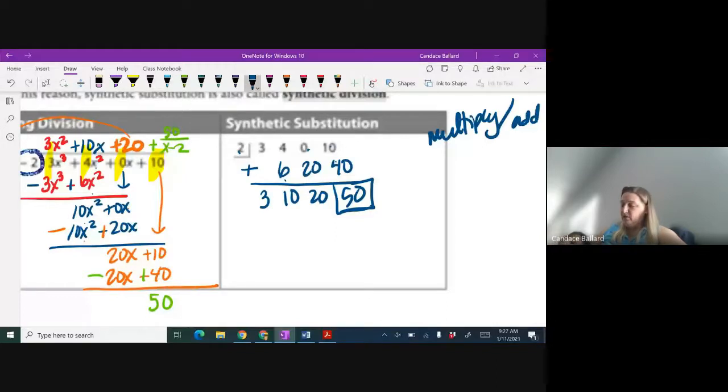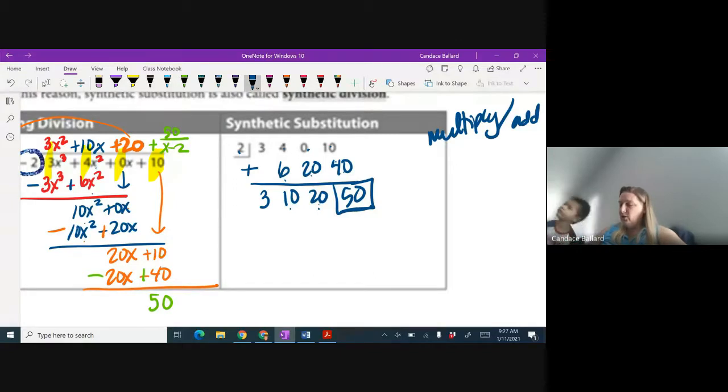So 4 plus 6 is 10. 2 times 10 is 20. 0 plus 20, we're adding, is 20. And then 2 times 20 is 40. And then 10 plus 40 is 50. So add your vertical.